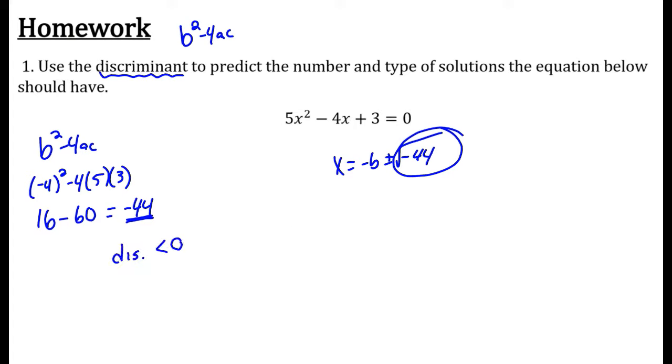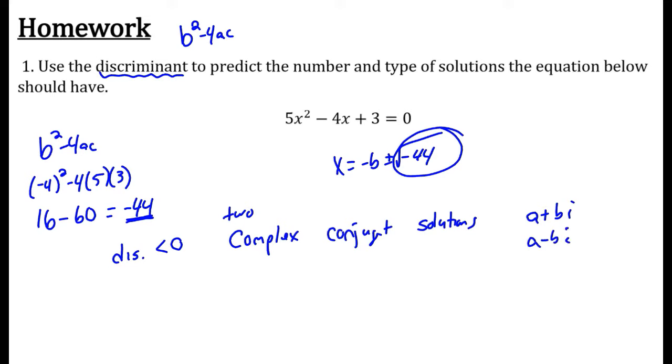it's telling me I have complex conjugate solutions. I have complex conjugate solutions. I have two of them. I have a plus bi and a minus bi. So I'm going to end up getting complex numbers as my solutions here.